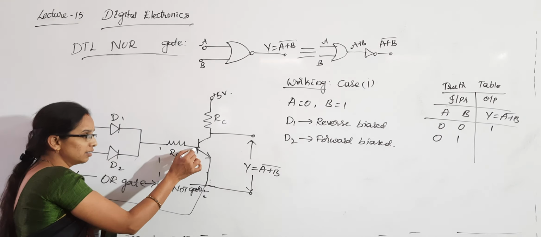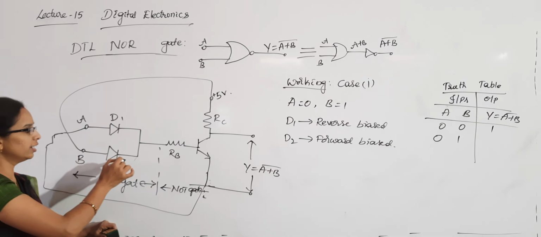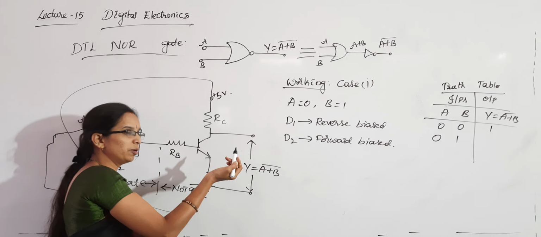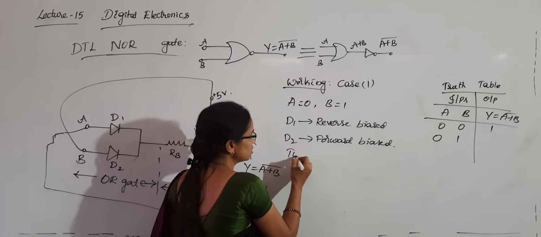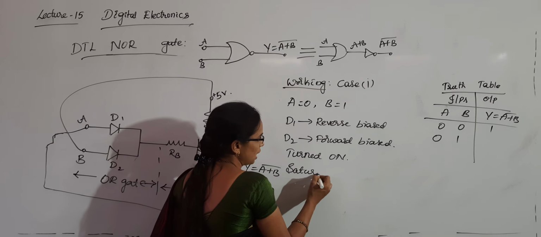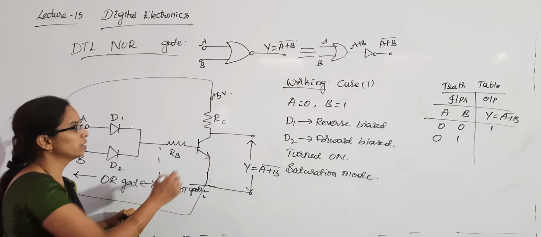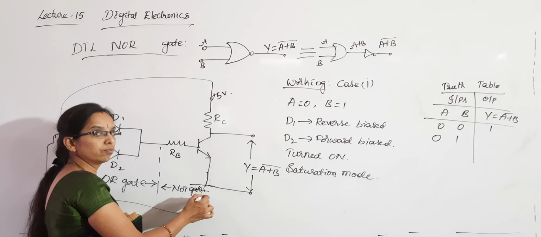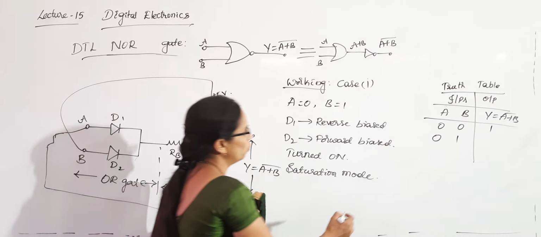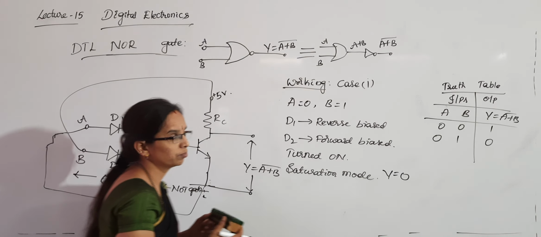So current will enter the transistor. It will be connected to plus 5 volt. Current will enter through D2 and into the base of the transistor. The transistor will be in saturation mode, or turned on, acting as a closed switch, so current will flow through the transistor. So no voltage appears across the output. Therefore Y is equal to 0. For 0, 1 in a NOR gate, the output will be 0.